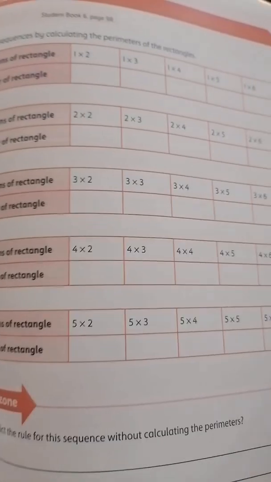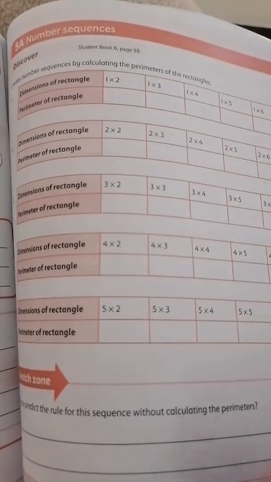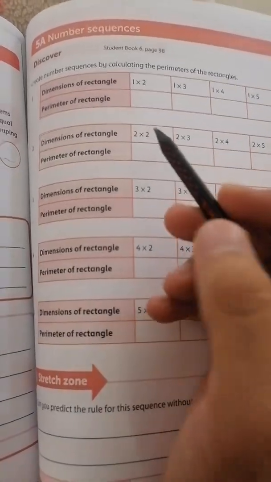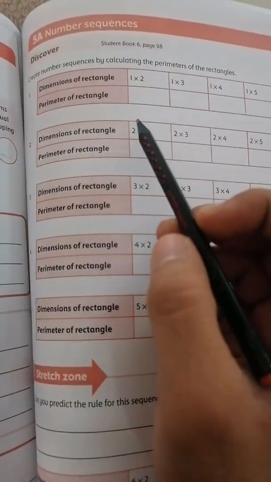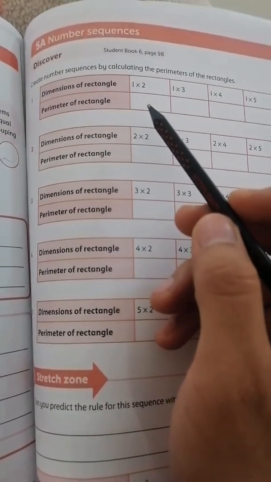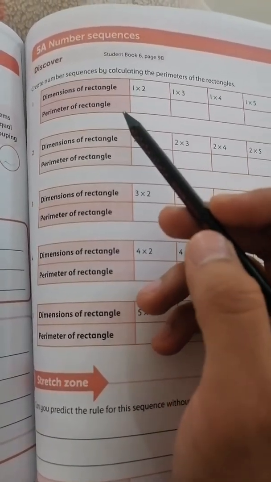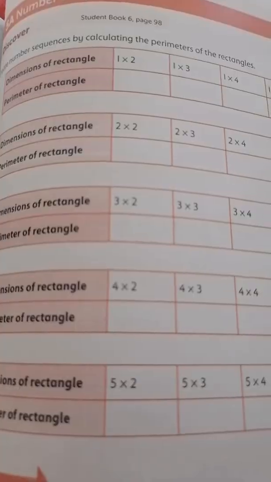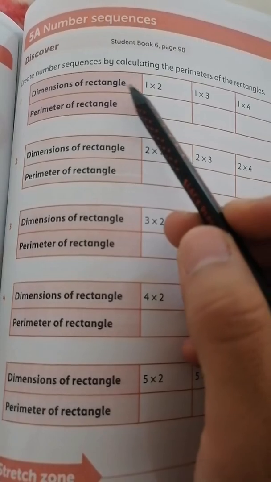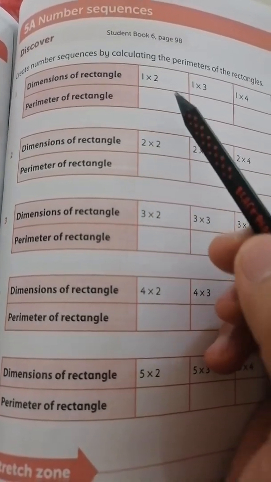The next page is 87 and it's about the new unit, number sequence. Here, dimensions of a rectangle. Look, dimensions means the sides of it. Perimeter of rectangle, we need to find it. 1 multiply 2 is the dimension. So what should be the perimeter of it? The dimension of a rectangle is 1 and 2. Dimension means length and width of a rectangle.